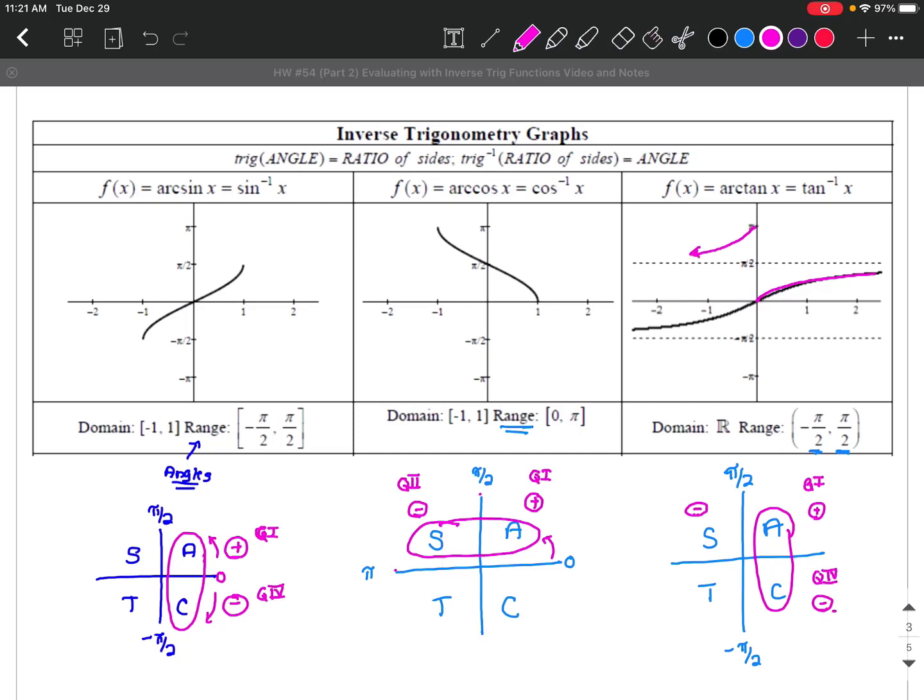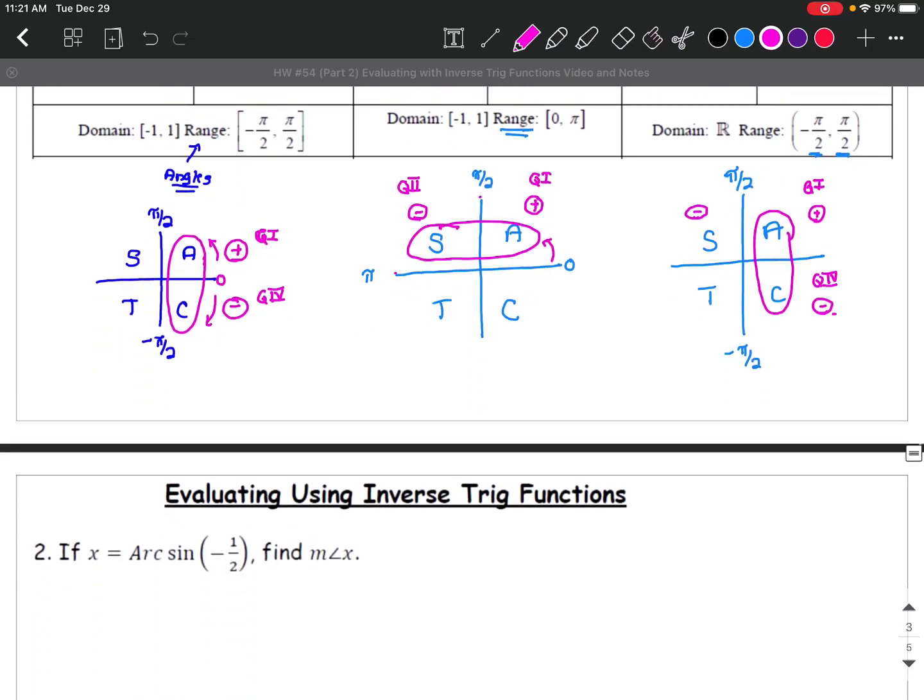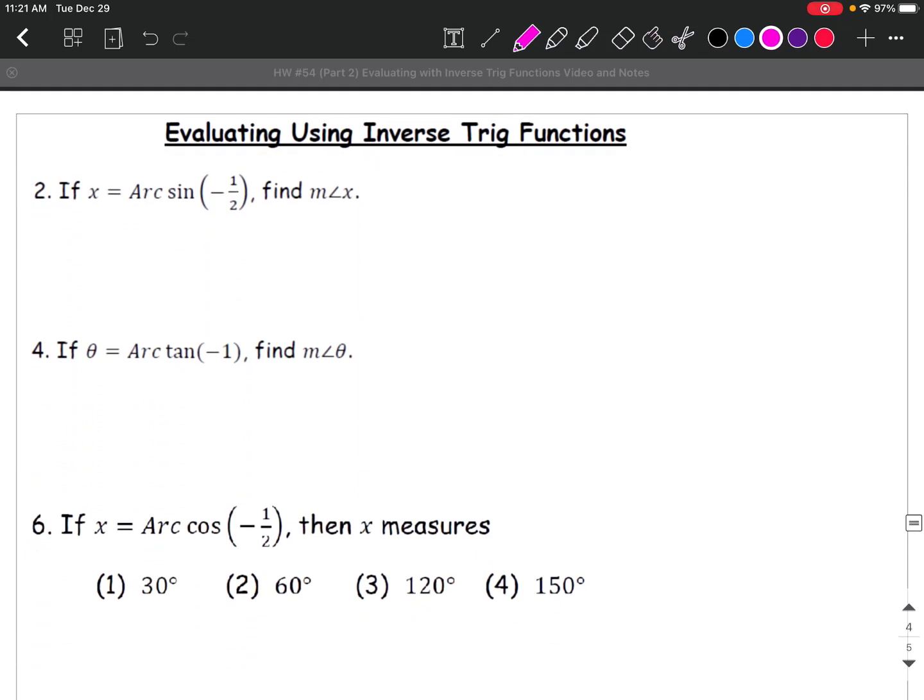That's not a connected graph. And that's the reason. If we use the first and the second quadrant, our inverse graph would be in two different pieces. It wouldn't be a connected continuous graph. So they use the fourth quadrant and the first quadrant, so we get that nice, smooth, connected graph for tan inverse. All right, and we have two connected quadrants, 1 and 4, where tangent is both positive and negative. Now we're ready to actually do some evaluating.